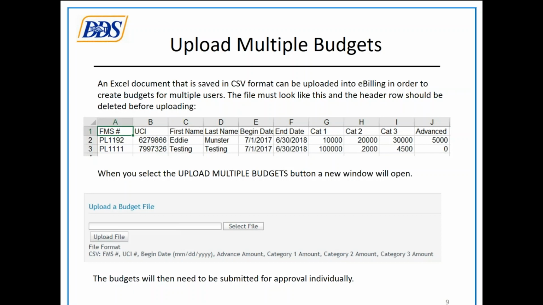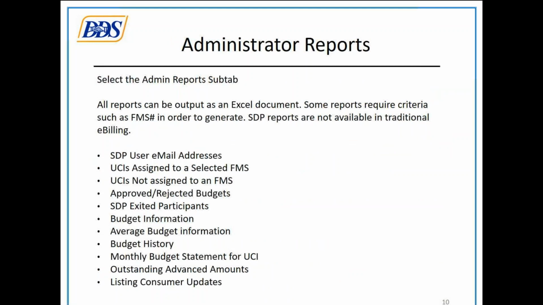Again, on the screen, in the little screenshot at the bottom, you see the upload a budget file. It tells you the format and what information needs to be in that CSV file. And then it's a simple select the file, click the upload button, and it will populate into eBilling. After that, somebody will have to go in and submit them for approval individually, and this is also a way that you can double check and make sure that everything imported okay. And again, we'll talk about all that in the RC analyst training.